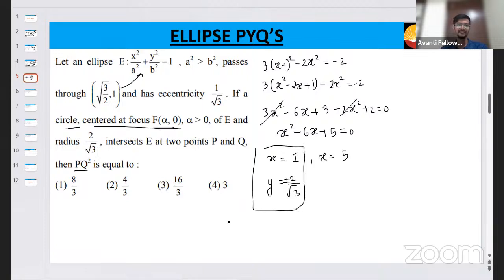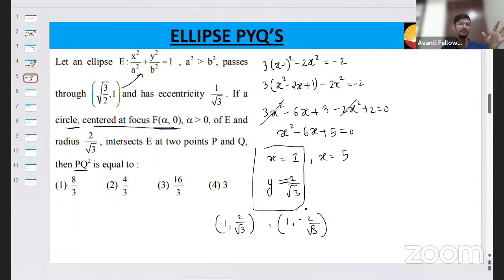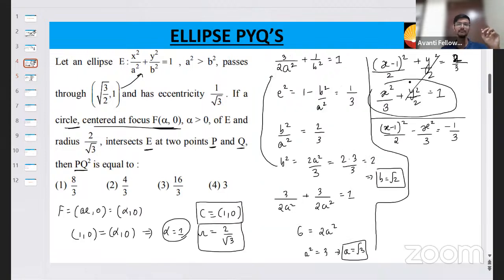So that means if we consider this, we got the point P as 2 by root 3 and point Q as 1 comma minus 2 by root 3. I substitute the value of x here, so I got two values of y. So P and Q are these. Or if you want, you can substitute the value of x equals 5 here. Again, you will get two values of y. So any points we can take, obviously, guys. What I'm trying to say is you can take any points, and by using both the points, you will get the same answer. Otherwise, the question will be invalid, right?